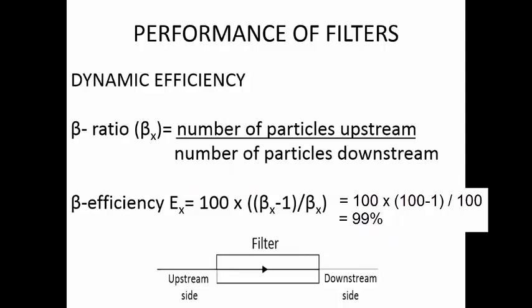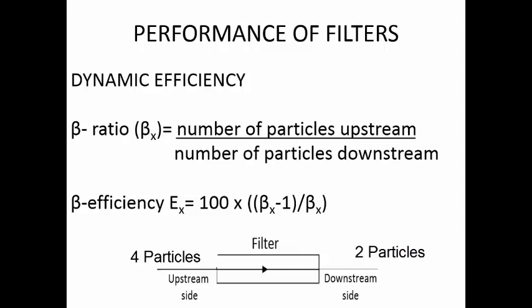So if 4 particles are there on the upstream side and 2 particles are there on the downstream side, then the beta ratio will be equal to 2. So if you substitute over here, 2 minus 1 divided by 2, that is 1 by 2. So 50% is the filtration efficiency.